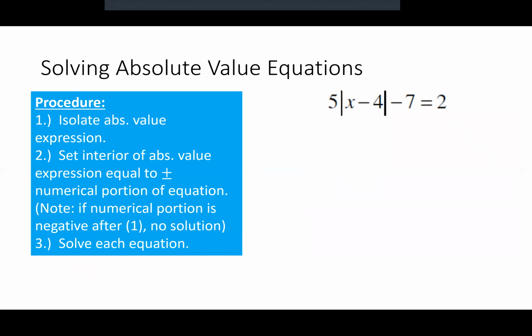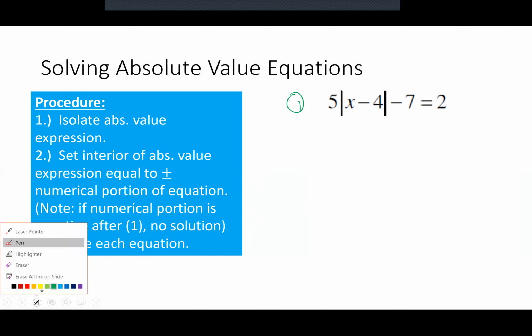All right, pause the video and try this one on your own. You're going to notice there's something a little different about this one. Okay, so first, isolate the absolute value expression. We need to do that. We actually need to do step 1 first, so it's not just hanging out by itself.